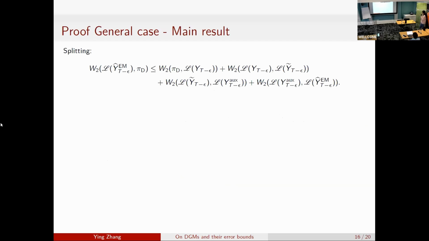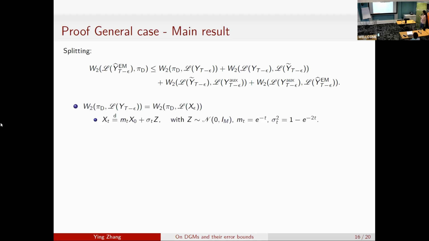Finally, I will very briefly talk about the proof. It basically relies on this type of splitting because we want to obtain an upper bound in Wasserstein 2 distance. The way we split it is that we use the time reversal of the OU process, and we use this process Y tilde, which has the standard Gaussian initialization. And we also use this auxiliary process. So we need to bound each of these terms.